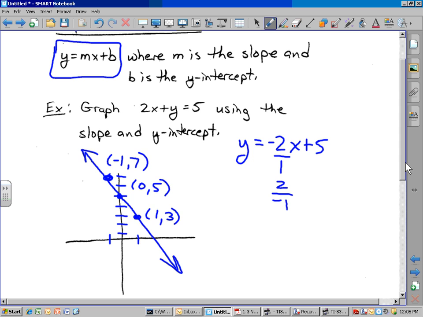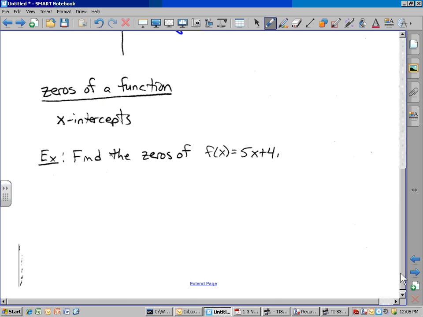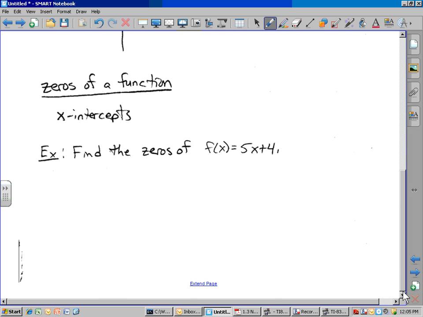All right, and we'll talk about zeros of a function. Don't make it complicated. Zeros of a function is just simply another way of stating the x-intercepts. The x-intercept is a point. If you talk about just the x-coordinate of the x-intercept, we're talking about the 0 of a function.